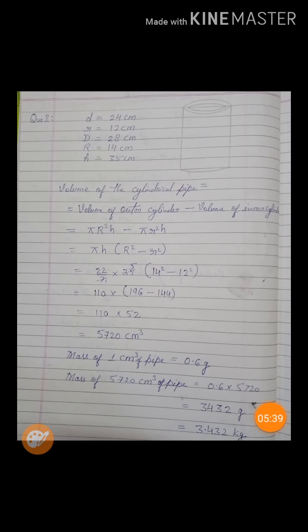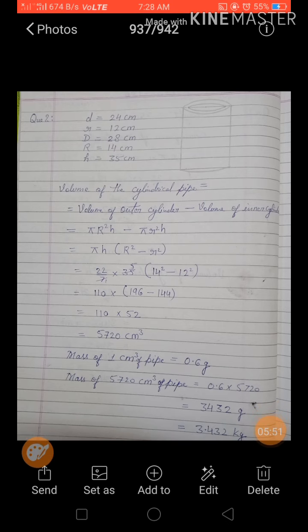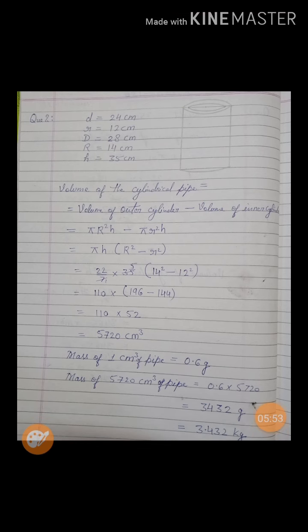Next, question number 2. The inner diameter of a cylindrical wooden pipe is 24 centimeter and its outer diameter is 28 centimeter. The length of the pipe is 35 centimeter. Find the mass of the pipe, if 1 centimeter cube of wood has a mass of 0.6 gram.